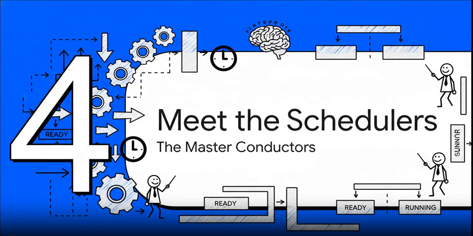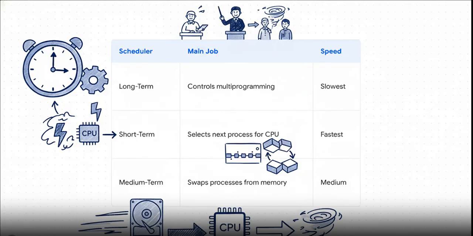Okay, so who is making all these decisions? Who's the one deciding which process gets to move from that ready line to the running state? Well, that is the job of the master conductors of the whole operating system, the schedulers. You see, the OS uses a whole team of schedulers to run the show.